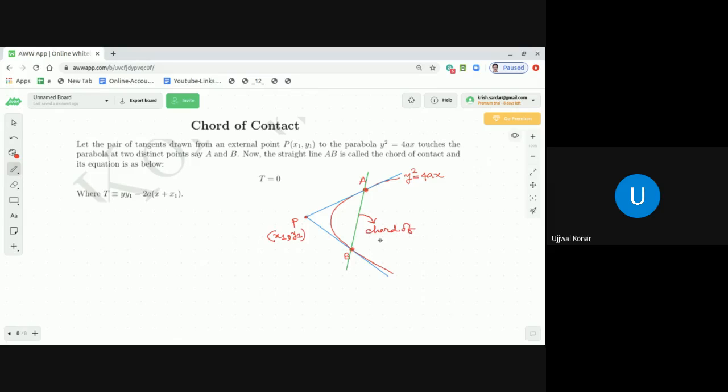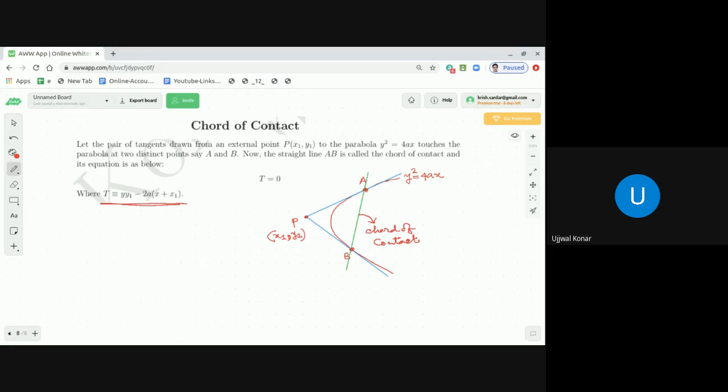This is the chord of contact. And how to find the equation of the chord of contact, dear students? That is T equals 0, where T is the expression y y1 minus 2a into (x plus x1).